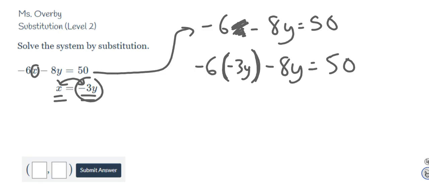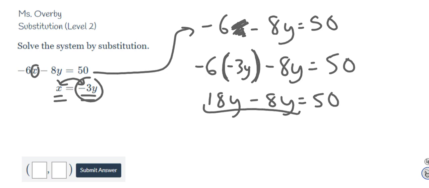So here we go. Let's work on this side. -6 times -3y. Well, -6 times -3 is 18. And then we just rewrite the rest of the equation. And then we're going to combine like terms on this side. 18 minus 8 is 10. And then we're going to divide both sides by 10.